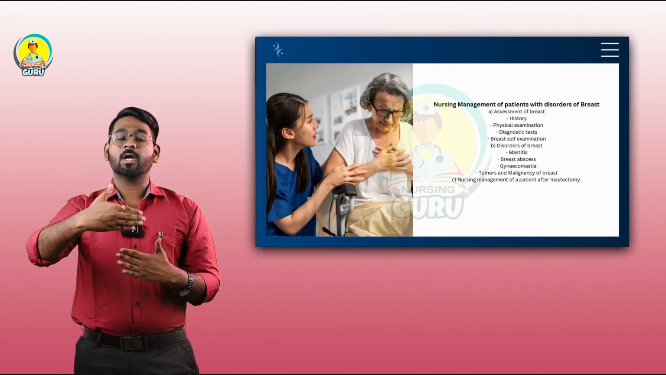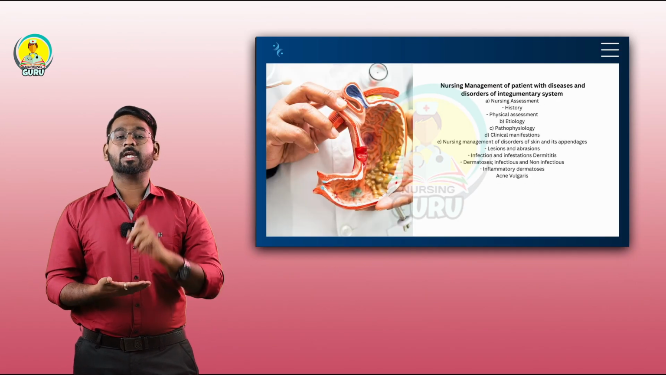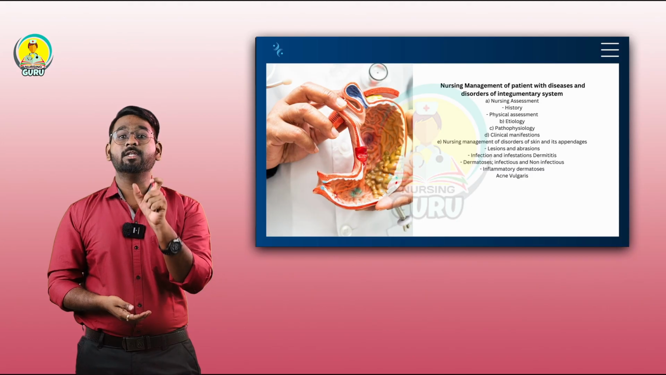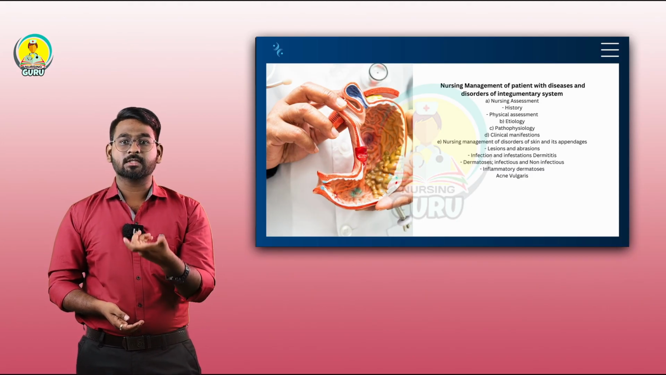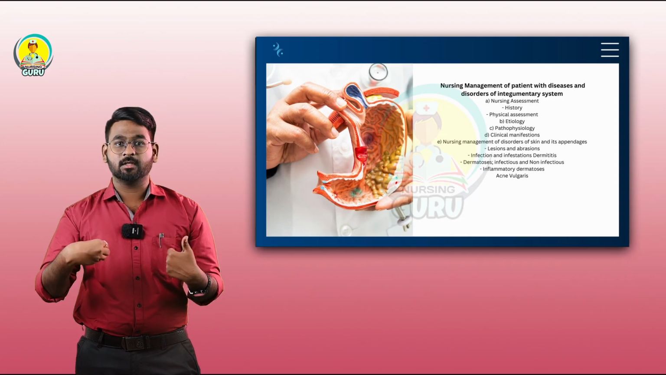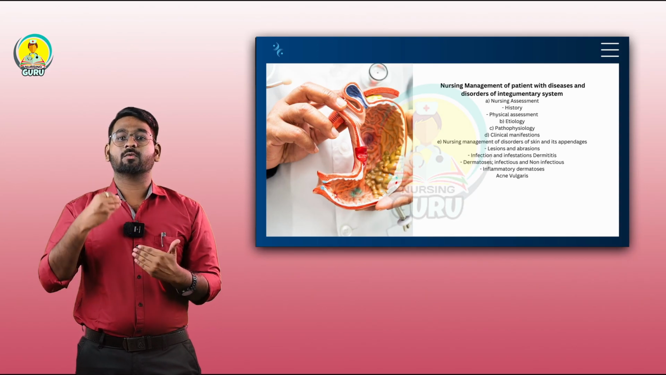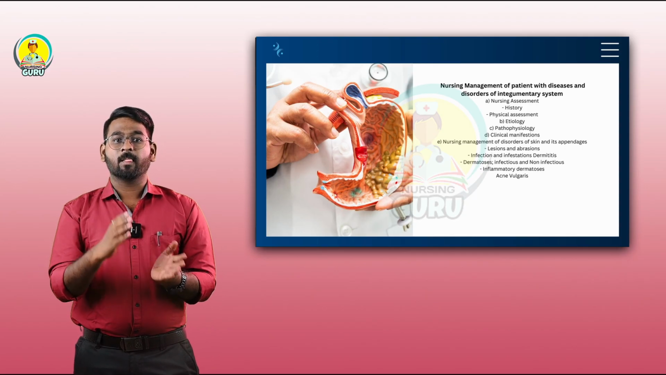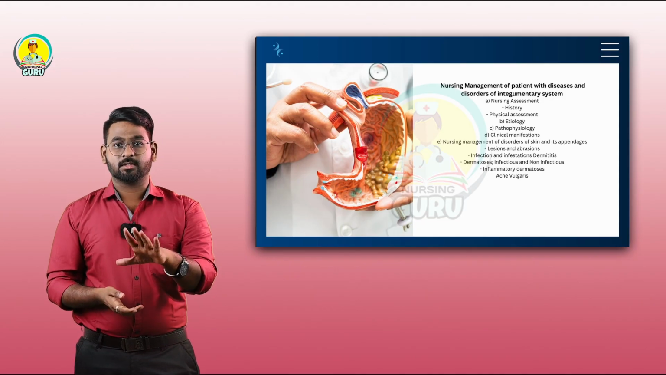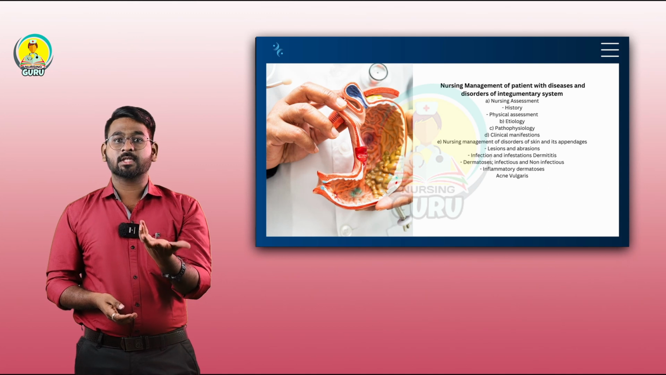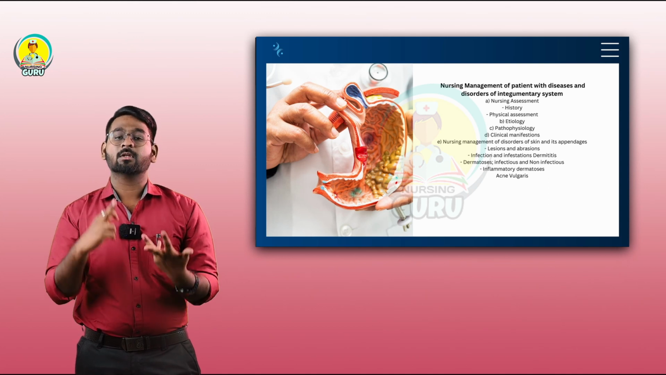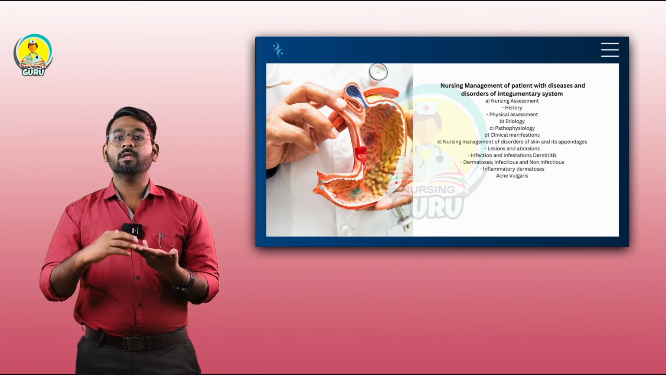So we move on to the third unit. In the third unit, it will be the disorders of the integumentary system. As we all know, the integumentary system is nothing but the skin. So whatever the disorders affecting the skin, another name we call it is the integumentary system. Mainly the disorders affecting the skin will be bacterial infection and fungal infection that we are going to see.